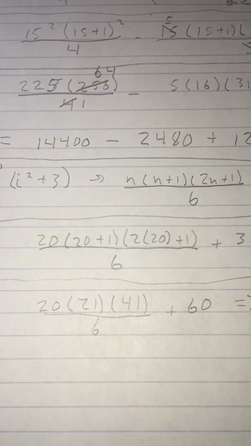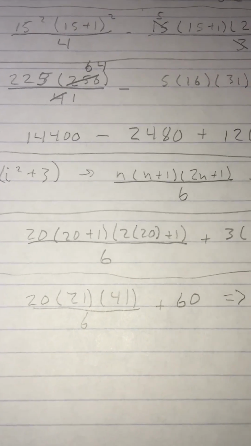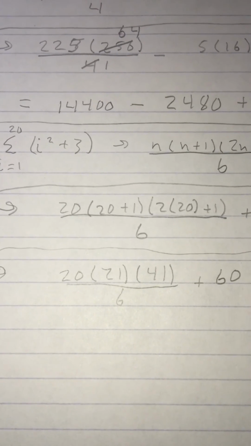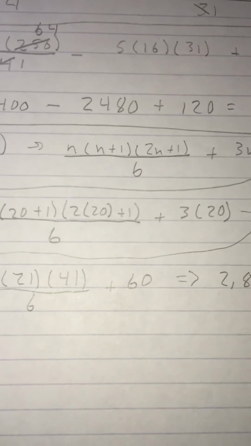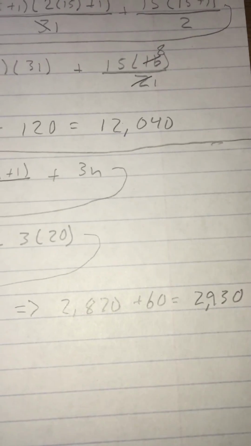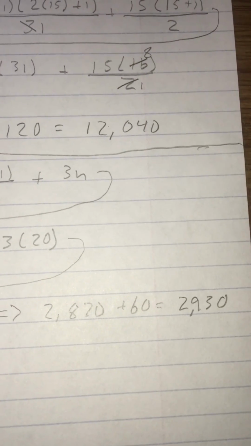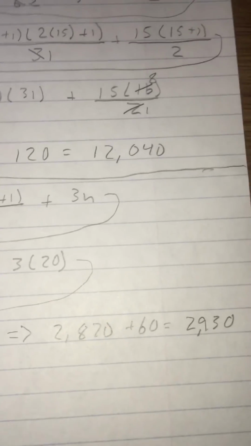So you get 20 times (20 plus 1)(2 times 20 plus 1) over 6, plus 3 times 20, which will go to 2 times 21 times 41 over 6 plus 60. So in other words, 2,870 plus 60, which is 2,930. And that is how you do those.